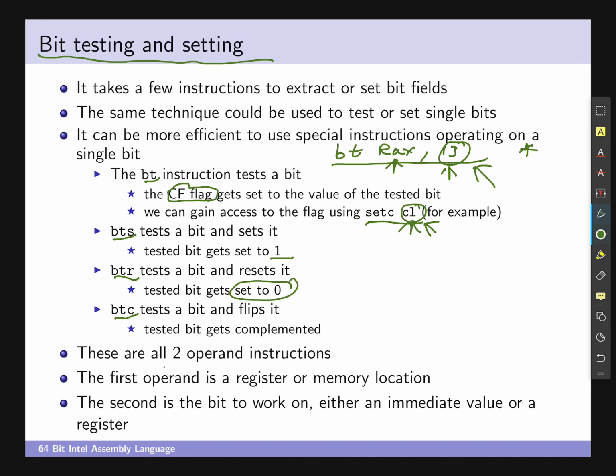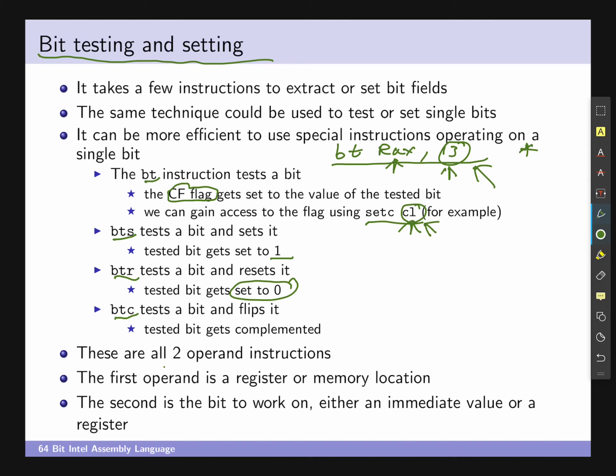And then the last one, which you probably won't find too much use for in this course, but I want you to have a more complete picture, is BTC, which stands for bit test and complement. So again, it does the test, stores the result in the carry flag, but it will flip that actual bit that you were looking at. So if it was a 0, it becomes a 1, and if it was a 1, it becomes a 0.